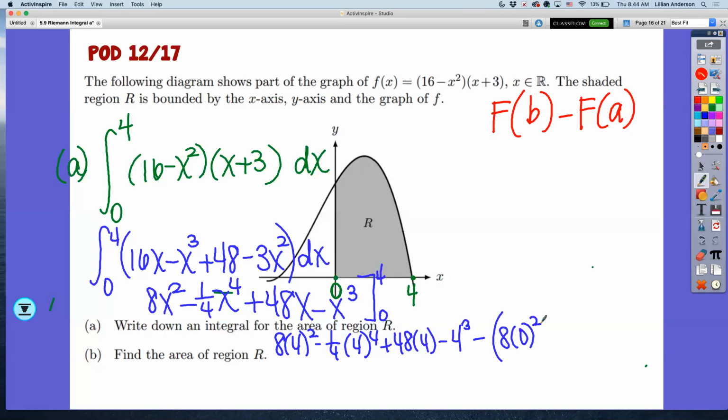Now I'm just writing this out in this particular way, just so that everybody can see I'm applying the fundamental theorem of calculus and plugging in my bounds. But of course, that entire second parenthesis is going to be what value? 0. This whole thing equals 0, okay? So I just need to figure out what 8 times 4 squared minus 1/4 times 4 to the 4th, plus 48 times 4 minus 4 to the 3rd is. So I type that in my calculator, and that's how we find the area underneath the curve, the area of that shaded region R.